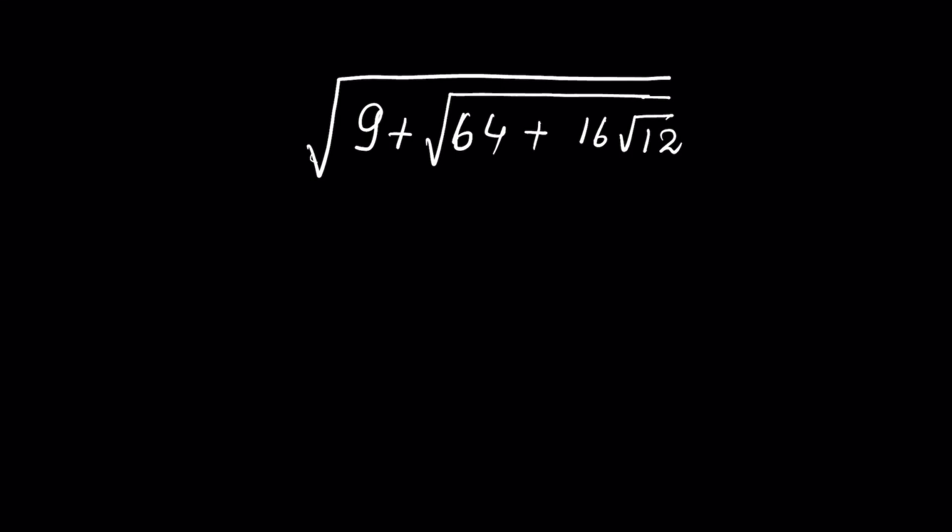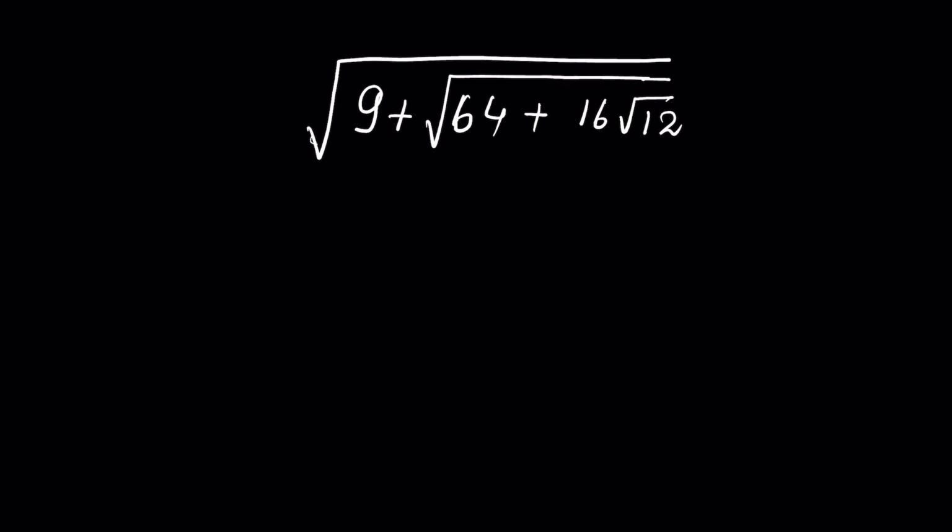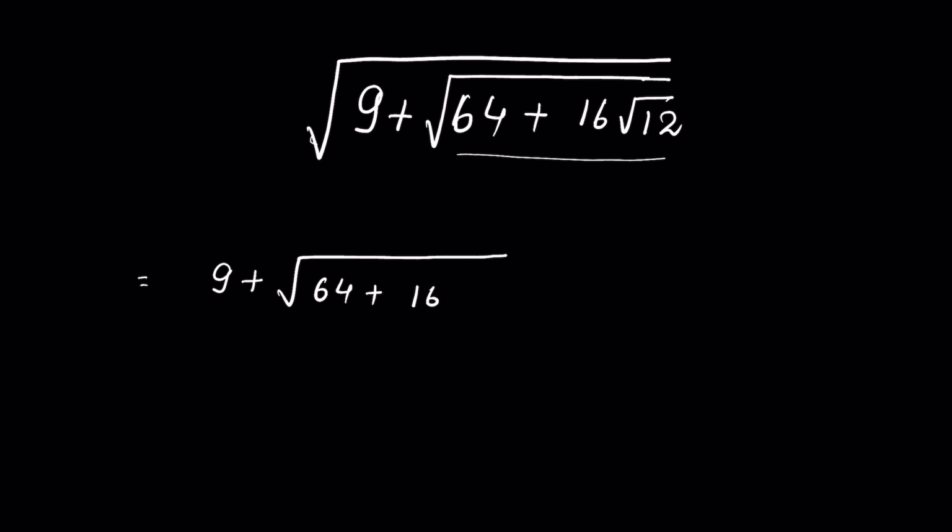A nested radical question, we have to simplify it. Let's try. So first we will start from the innermost square root. Writing the others as they are: 9 plus square root of 64 plus 16. Square root of 12 we can write as 4 times 3 under square root, then all under square root.